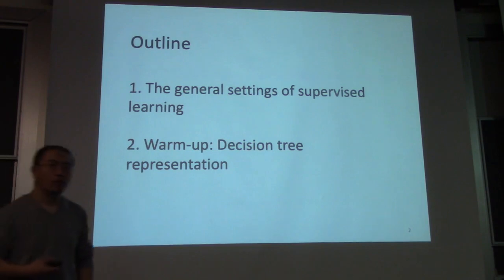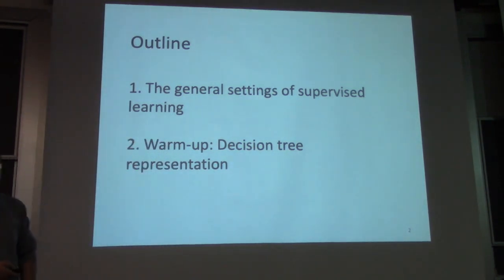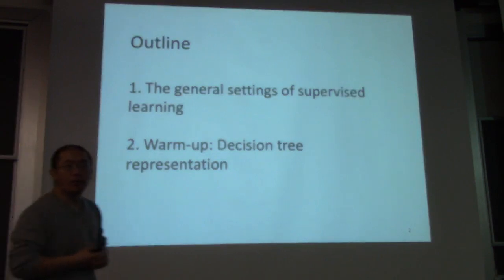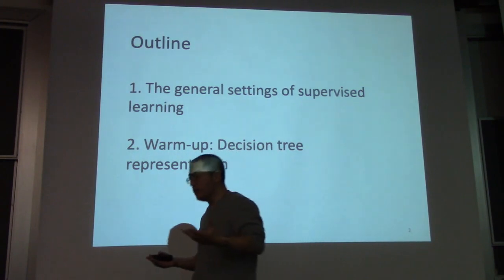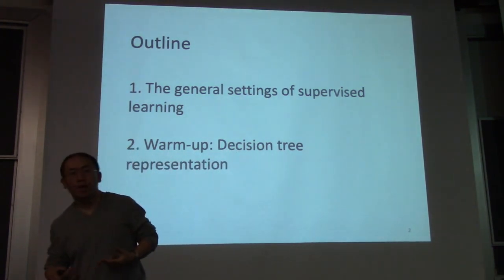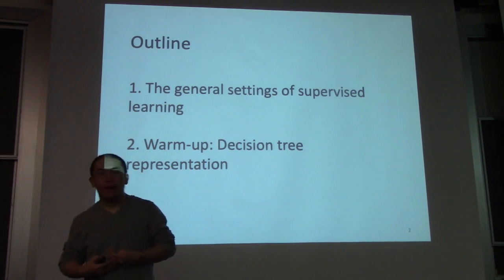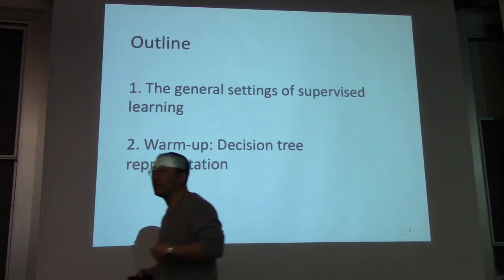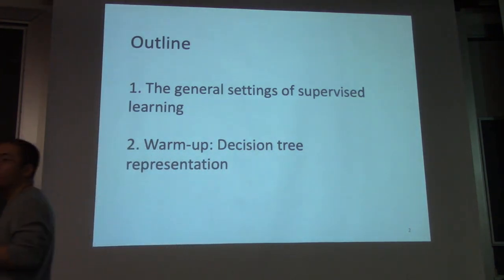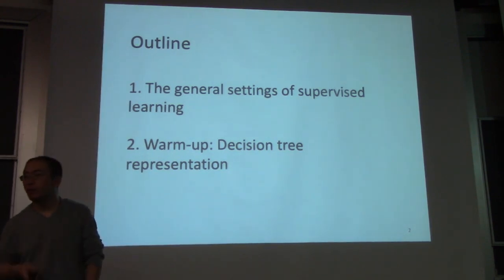But today we only do some warm-up. We just introduce the concept of decision tree. What is a decision tree? What does it represent? And given a decision tree, how can you use it for prediction? And then in the next lecture, we'll study the classical algorithm to learn the decision tree from data. And later, we'll introduce some variants of decision trees and some tricks.